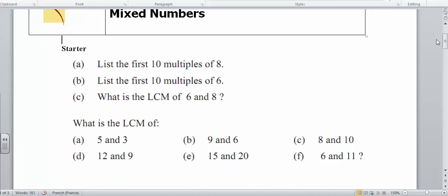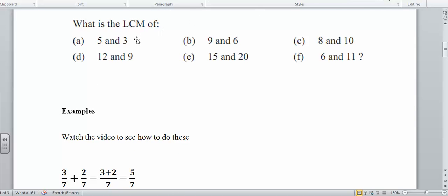What I'd like you to do is just have a go at these, fill in the multiples of these numbers here and think about the lowest common multiple. Okay, pause the video and try and do those yourselves. So the lowest common multiple of 5 and 3 is the lowest number that 5 and 3 both go into, which is 15. The lowest common multiple of 9 and 6 is the lowest number that 9 and 6 both go into, which is 18, etc.